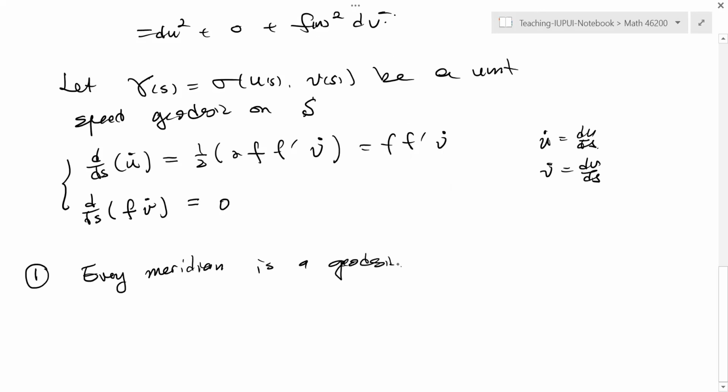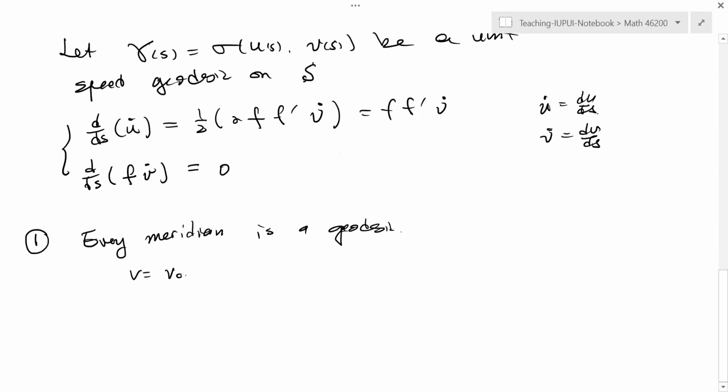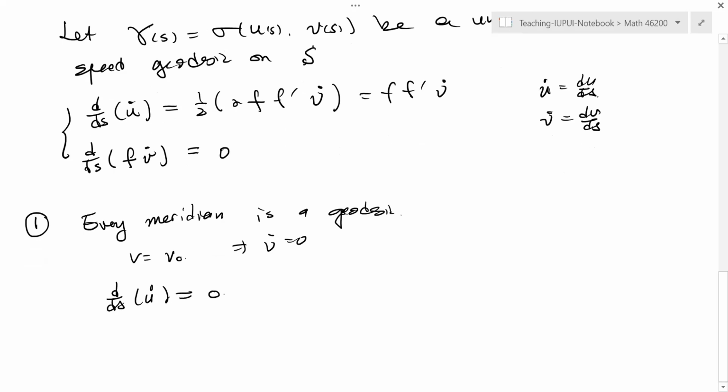Now let's prove this. A meridian means v equals a constant, right? That's a geodesic. Using our parameterization, you let v be v0, and let's see what we can get. The first equation gives 0, and the second equation is satisfied automatically because v dot is 0. So this implies u is going to be As plus B, a constant, since differentiating twice gives a constant. So any such curve is a meridian.